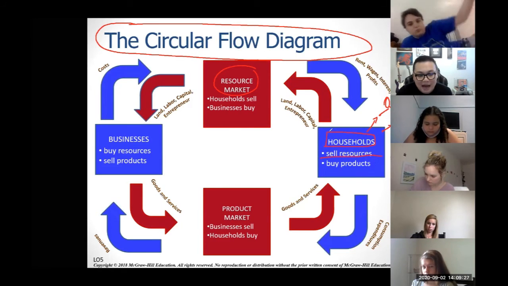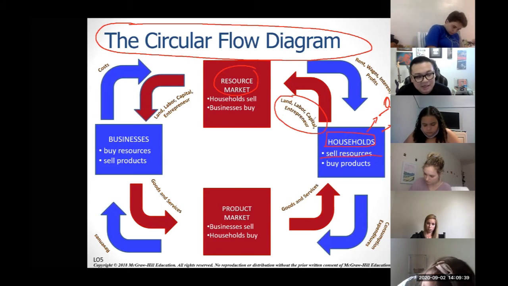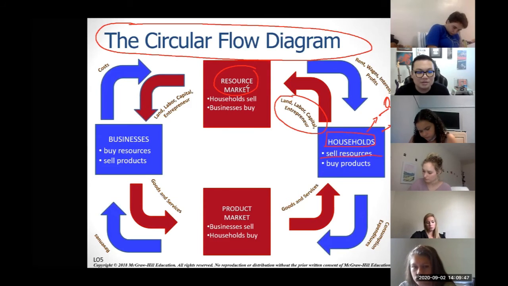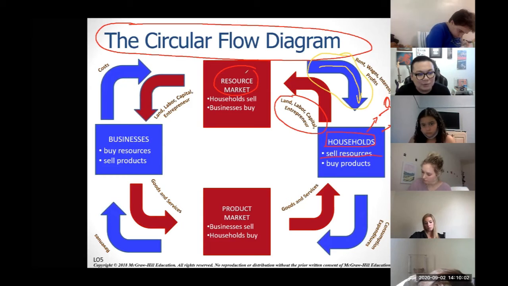Once again, the interaction between household and resource market is that household sells resource on the resource market. And the resources are land, labor, capital, and entrepreneur. This sounds familiar, right? This is the economic resource. So the household sells the economic resource on the resource market. And how will the resource market pay back the household? That's this yellow arrow. They pay rent, wage, interest, and profit.